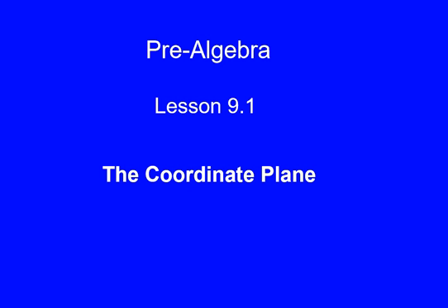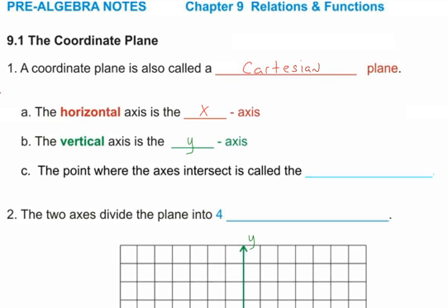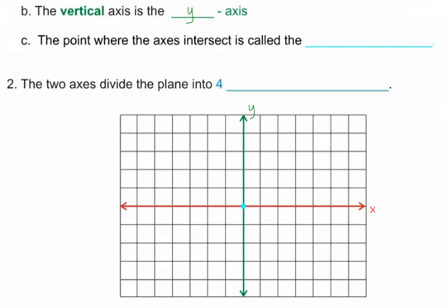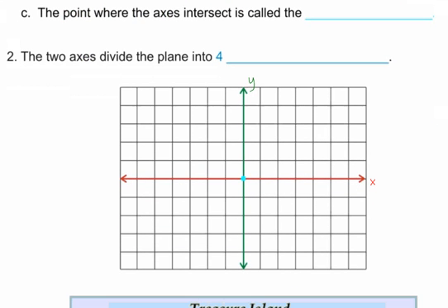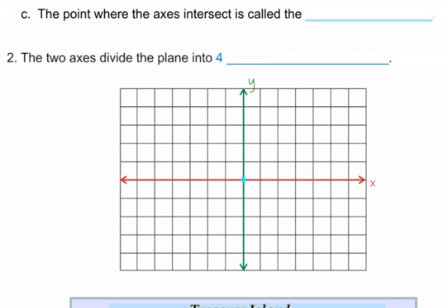Okay, so again, talking about a coordinate plane, and three names really. You can call it a coordinate plane, you can call it a rectangular coordinate plane, or you can call it a Cartesian plane. And as we just went through, and I didn't start the recording, the x-axis is the horizontal axis, the y-axis is the vertical axis. What do we call the point where those two axes intersect?